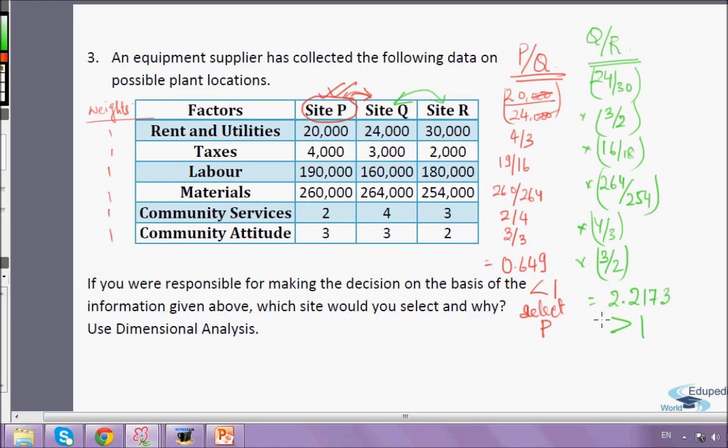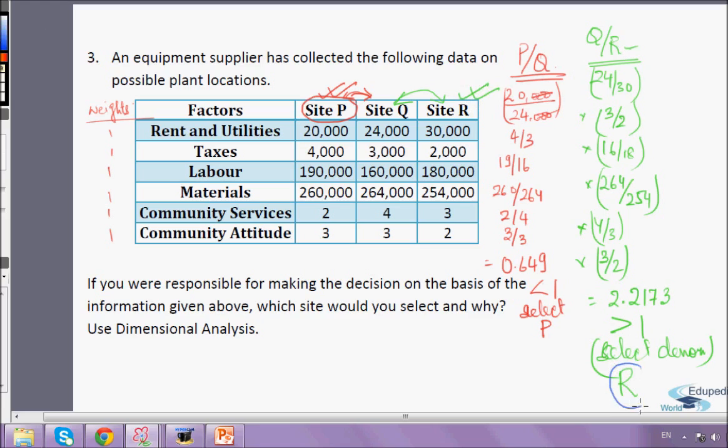Since it's greater than 1, we select the denominator, right? Select the denominator, and we know that the denominator in our case is R. Therefore R is a better option this time. Select R.